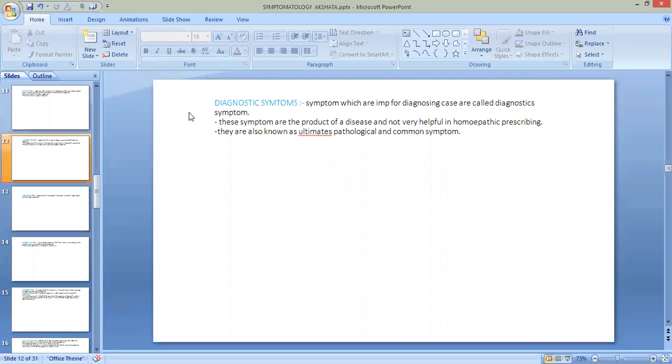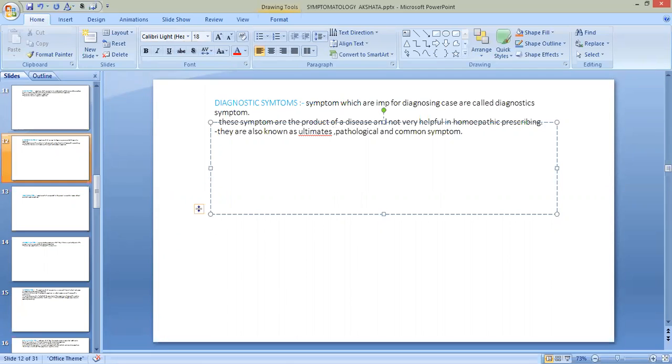They are also known as ultimate, pathological and common symptom. So these symptoms are also known as ultimates or pathological symptom or common symptom, because these are the symptoms of the disease and with which we are able to diagnose the case. So these are called as the common or diagnostic symptoms. So the diagnostic symptoms are the common symptoms of the disease.